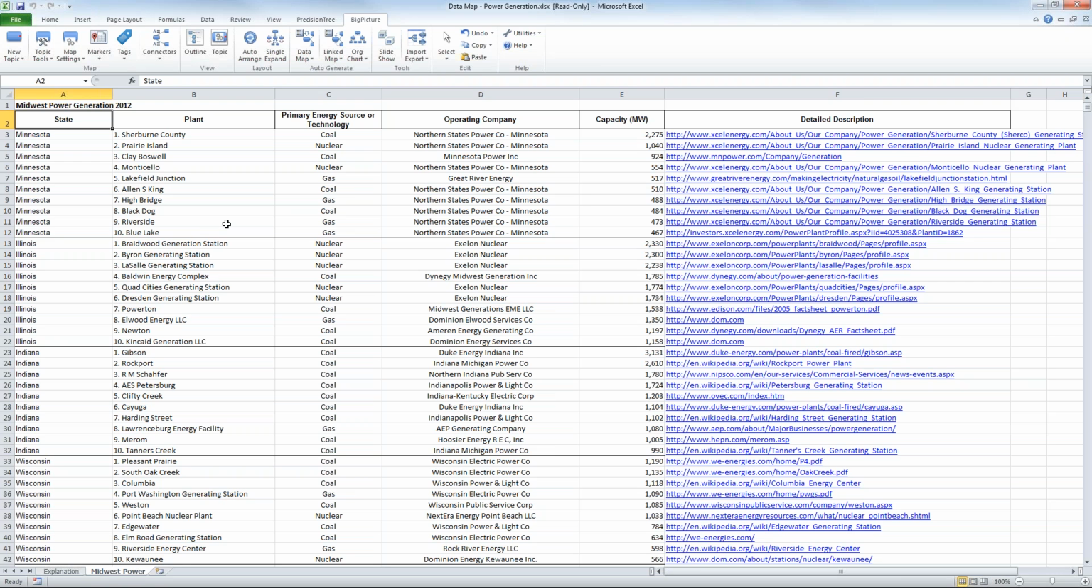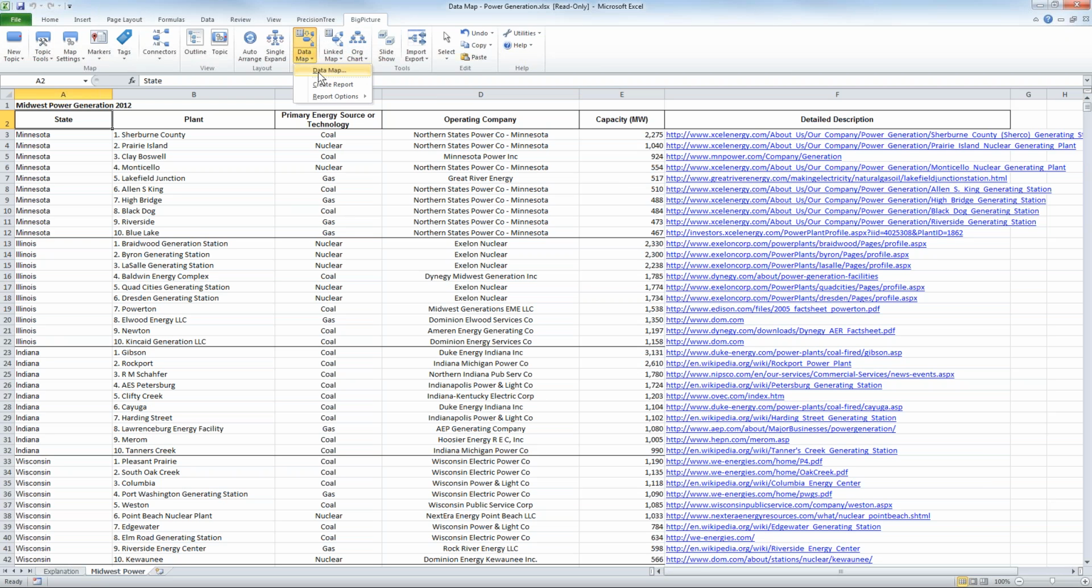Here we have an example that shows how BigPicture is going to generate a map, what we call a data map, from a set of data. And the data set in this example basically just lists major information about major electrical power plants in the Midwest. So things like the plant name, operating name, capacity, the type of energy, the operating company, and also some detailed description or a link to a website in many of the cases there.